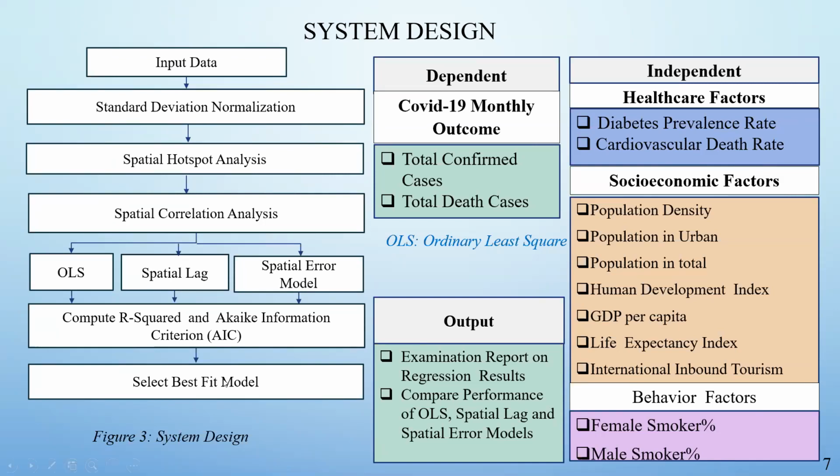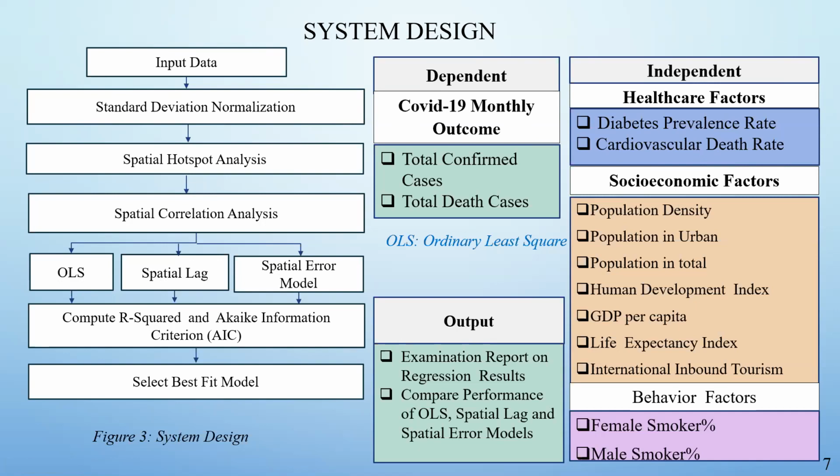So I proceeded to the regression model analysis using OLS, the ordinary least squares method, the spatial lag, and the spatial error model. Then I computed the R-square and the Akaike information criterion (AIC) for the best fit model. Based on those scores, I selected the best fit model and proposed it. So here are the independent variables. Independent variables mean the input to my regression model.